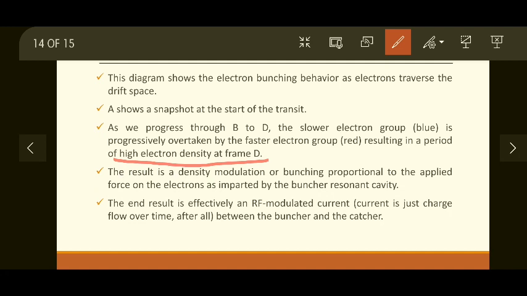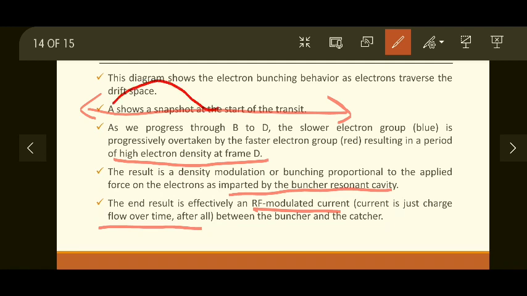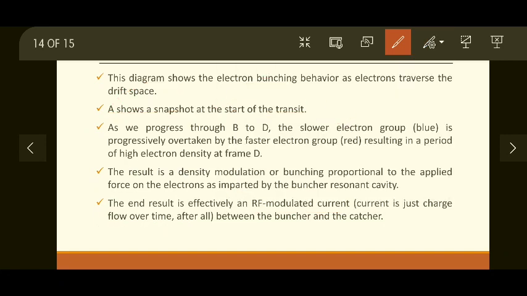The result is a density modulation or bunching process proportional to the applied force on the electrons as imparted by the Buncher resonant cavity. Okay, this bunching is a result of velocity modulation as imparted by the Buncher resonant cavity. The end result is effectively an RF modulated current. Why is it called current? Because current is just a charge flow over time after all. Between Buncher and the catcher, current is changing, that is faster, slower, like that. So that's why it is called current modulation, and that is a result of velocity modulation.